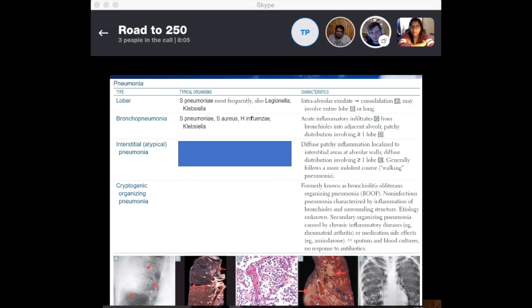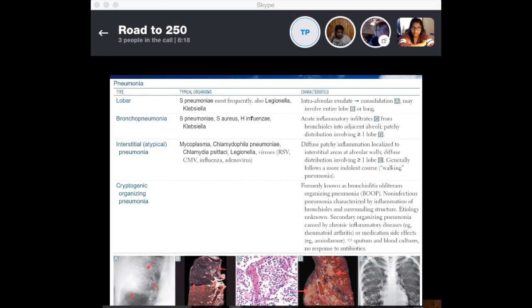How about the atypical pneumonias? Mycoplasma. Chlamydia. Legionella, right. And you can also get the virals, RSV, CMV, influenza, adenovirus.